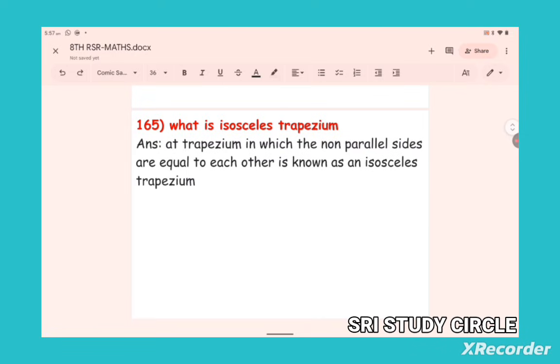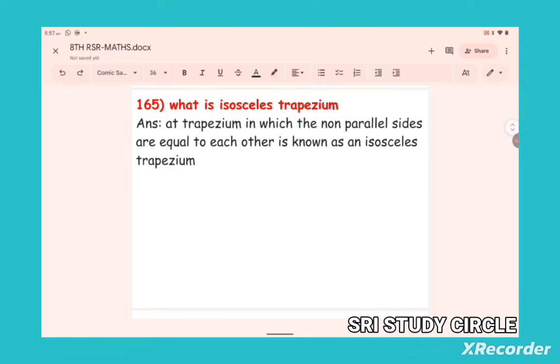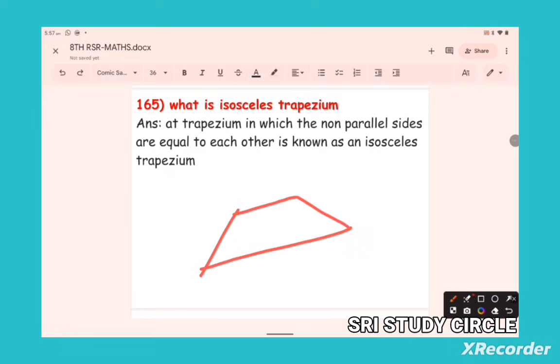Now the next question. What is an isosceles trapezium? An isosceles trapezium means a trapezium in which the non-parallel sides are equal. A trapezium in which the lengths of the non-parallel sides are equal is called an isosceles trapezium.